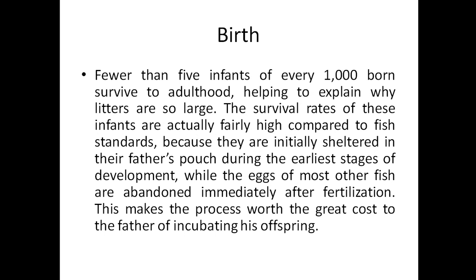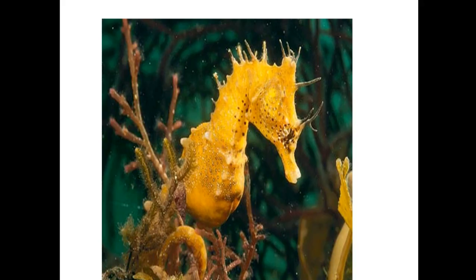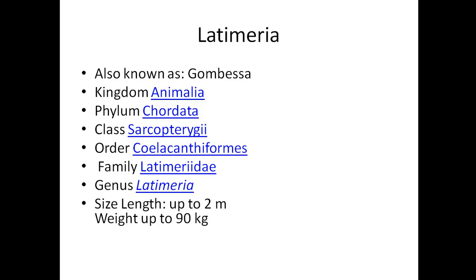Of course, the survival rate of infants in seahorses is very high compared to other fishes, because other fishes lay millions of eggs, but here it is 100 or 1000 maximum. This may be because they are protected in the brood pouch of the male till the eggs hatch and the young ones come out. Okay, this is about the seahorse.